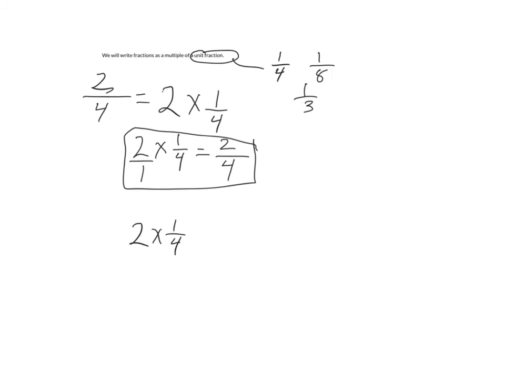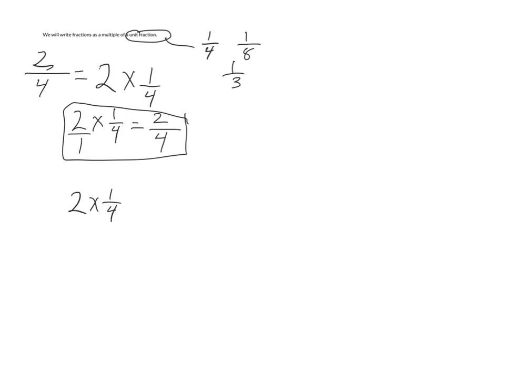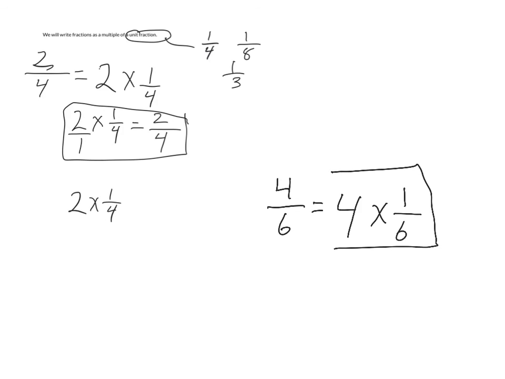Okay, let's try another one. So I'm going to move this over here. And number 2 says 4/6. So first you have to think, what's a unit fraction for 6? It's going to be 1/6, right? How many 1/6 makes 4/6? 4. So the answer is going to be 4 times 1/6. So now you have the answers for number 1 and number 2. So give it a try and good luck.